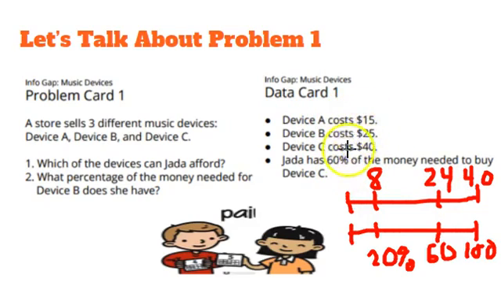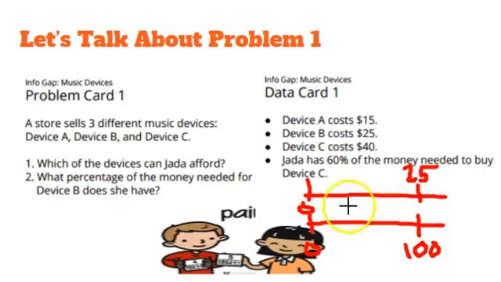Can she get any of them? Yeah, she can get device A, right? What percentage of the money does she have of device B? Hang on. Well, I'm going to go a different way. I think I'm going to divide both of these by 25, because it should give me a whole number that's fairly easy. So 25 divided by 25 is 1. 100 divided by 25 is 4.